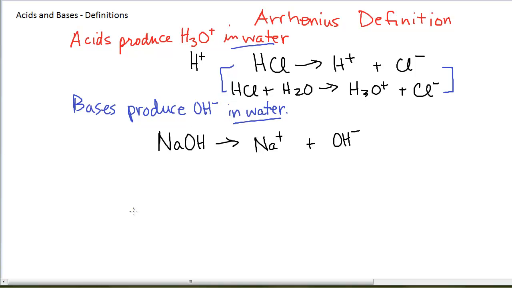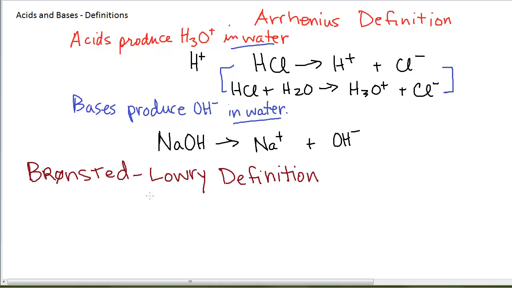What we want to look at in this next section is a definition of acids and bases that does not depend on us being in an aqueous solution. What we'll find is we usually are in an aqueous solution, but we want to broaden our definition to include substances that may not be in water. And so what we'll look at is what's called the Bronsted-Lowry definition. The Bronsted-Lowry definition of acids and bases are defined relative to each other, essentially.